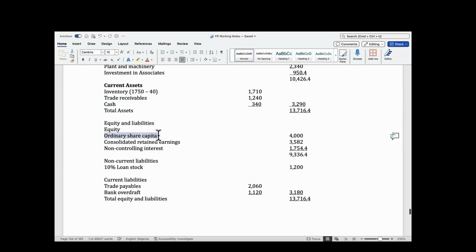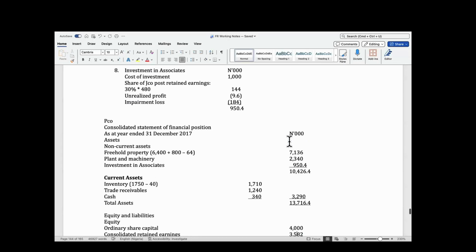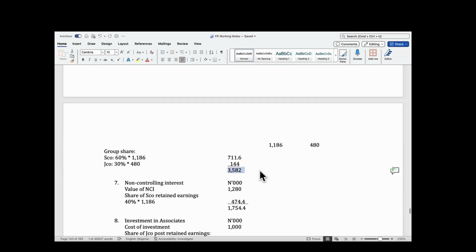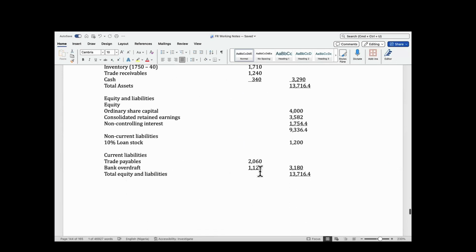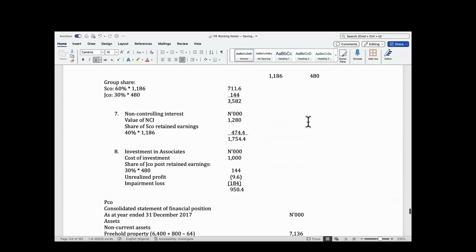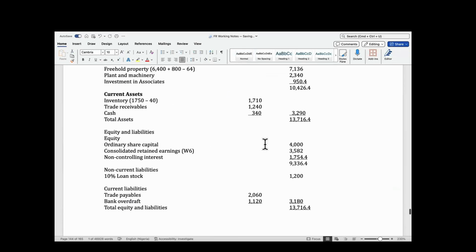Then for my equity, these ordinary shares are the ordinary shares of the parent alone, because that of the subsidiary is cancelled out. Associate, I don't consolidate that. This is the consolidated retained earnings as worked out up there in my workings. This 3582 is this 3582 here in working 6. Then NCI is from my workings as well, 1754 in working 7.